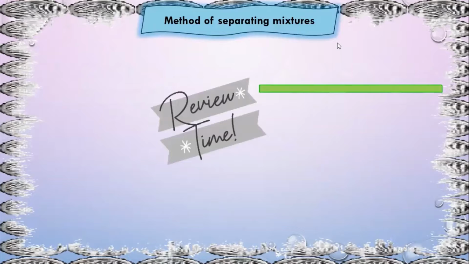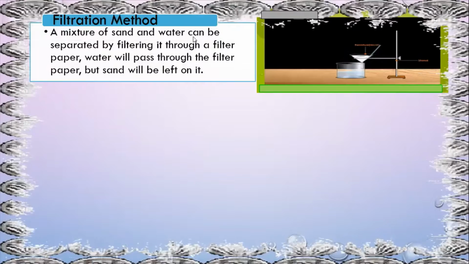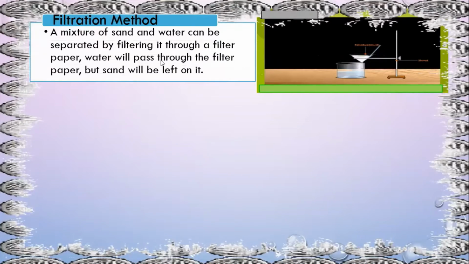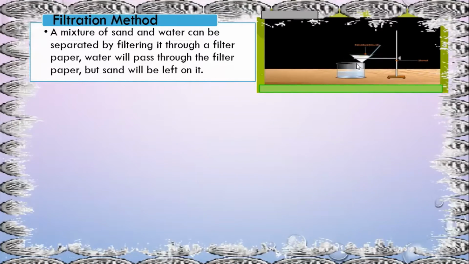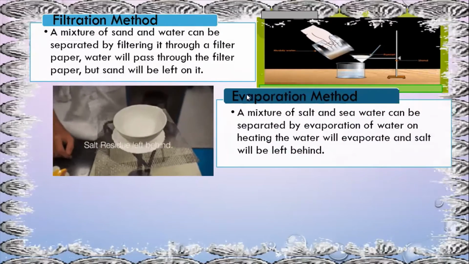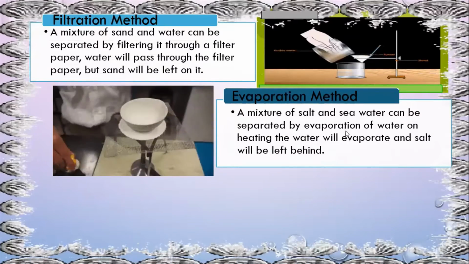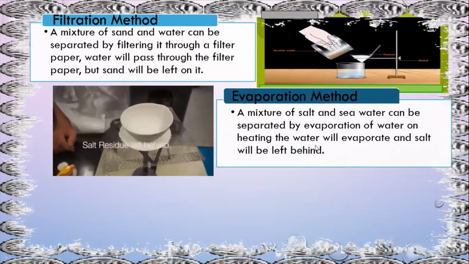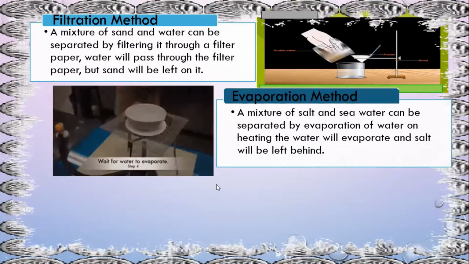Methods of separating mixtures. So students, the first method is the filtration method. A mixture of sand and water can be separated by filtering it through a filter paper. Water will pass through the filter paper, but sand will be left on it. Evaporation method. A mixture of salt and seawater can be separated by evaporation of water. On heating the water, water will evaporate and salt will be left behind.